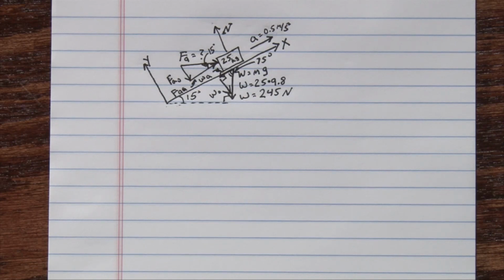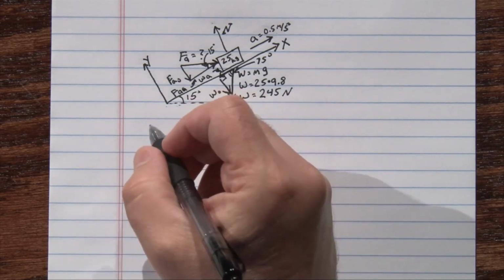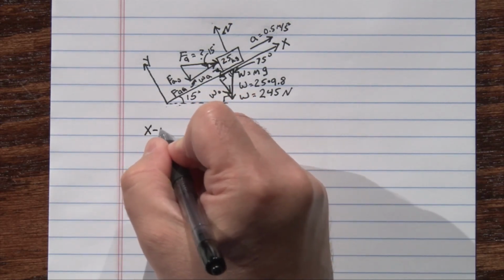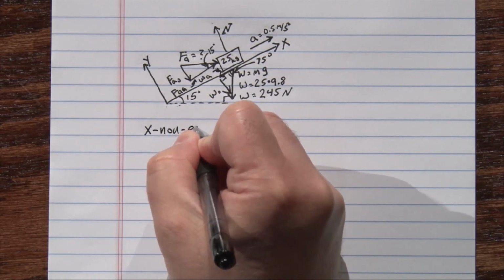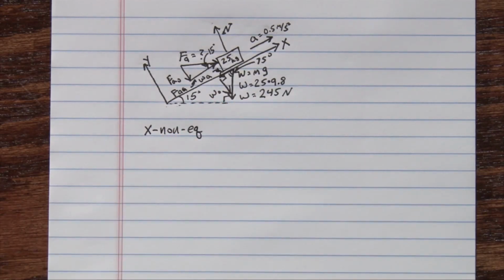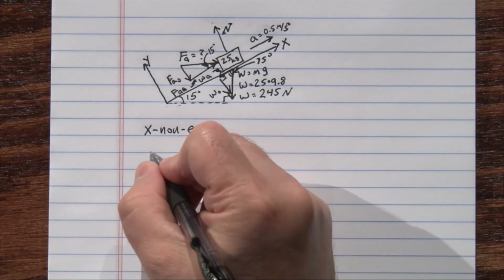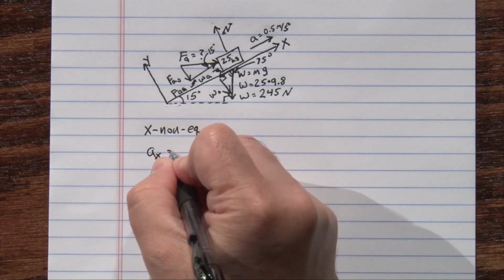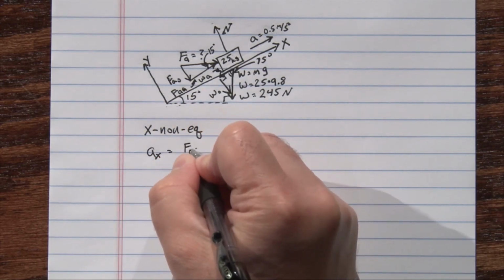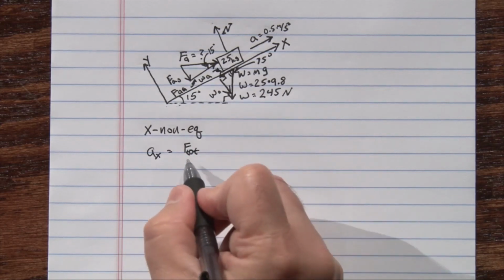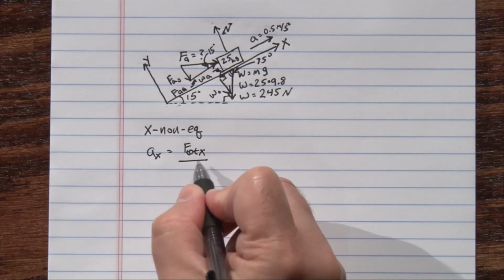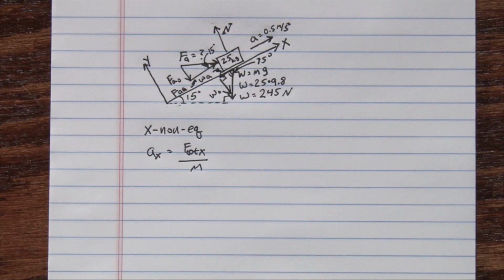And since the box is accelerating in the x direction, our appropriate starting equation would be the starting equation for x non-equilibrium, which is the ax, the acceleration in the x direction, is equal to the total force in the x direction divided by the mass of the box.